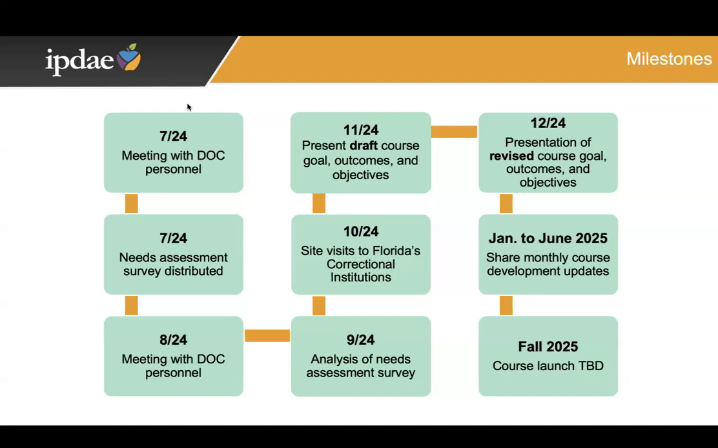Here we can see on 11/24 we presented the draft course goal, outcomes, and objectives. That was an opportunity again to share initial draft course goals, outcomes, and objectives and get feedback. You can see how this is an iterative process with a lot of sharing, collaboration, and feedback. It's a two-way effort to develop a course that really is serving the needs of adult educators in correctional institutions. From there, we presented revised course goals, outcomes, and objectives.